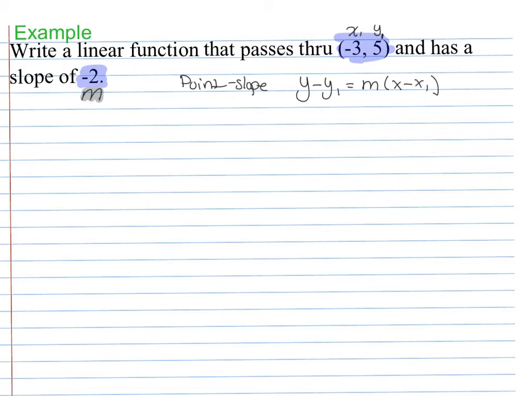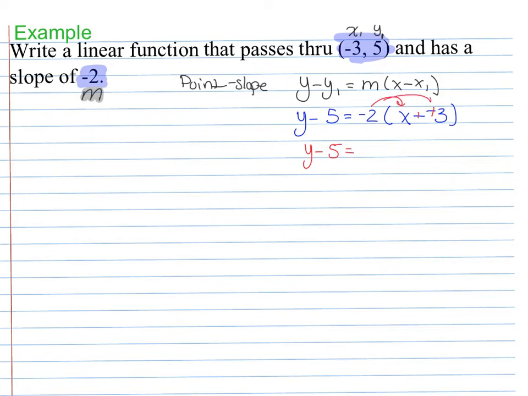And I'm going to substitute my values. So I'm going to have y minus, my y1 is 5, is equal to my m, which is negative 2, times x minus my x1, which is negative 3. This becomes positive. So I'm going to have y minus 5.